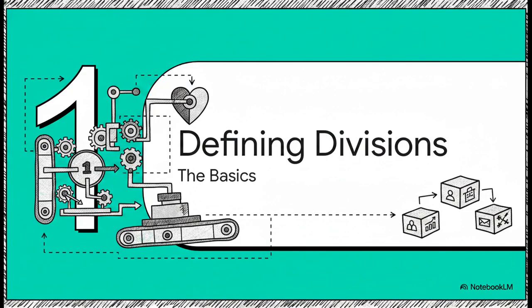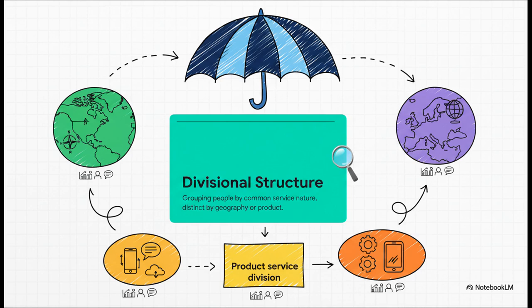Starting with Section 1. Defining divisional structures, or the basics of organizational grouping. Before we can fix a machine, we need to know how it's built. So let's lay down the theoretical foundation. What exactly is a divisional, or product structure?